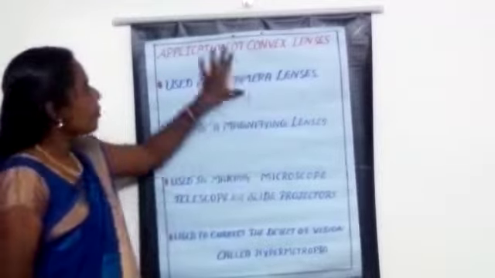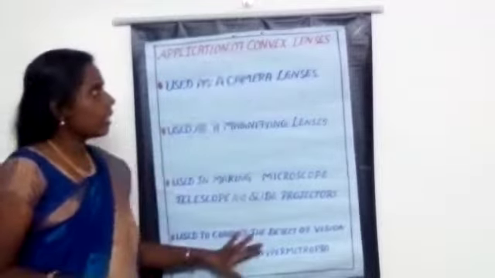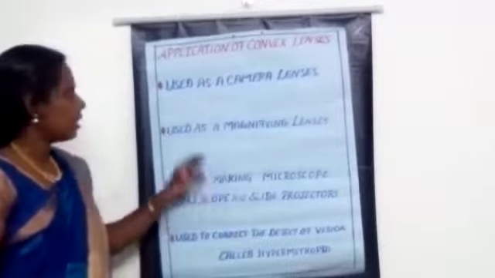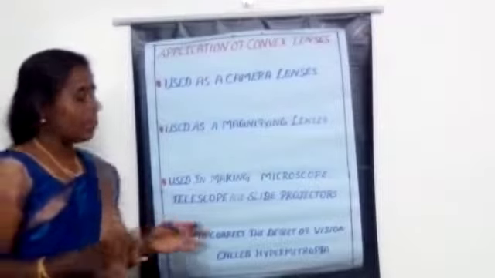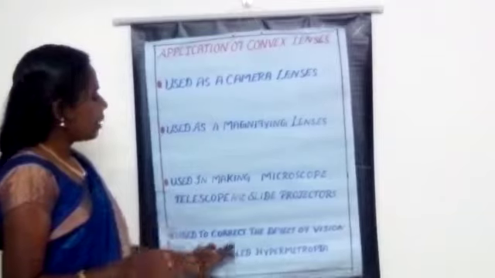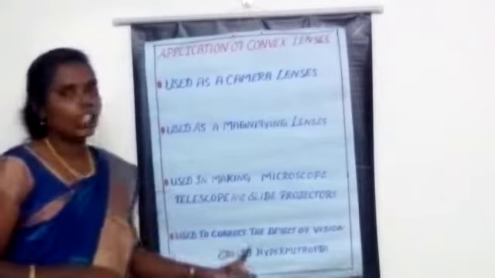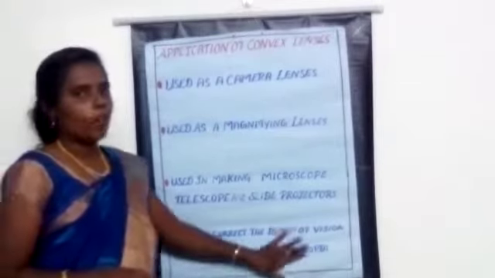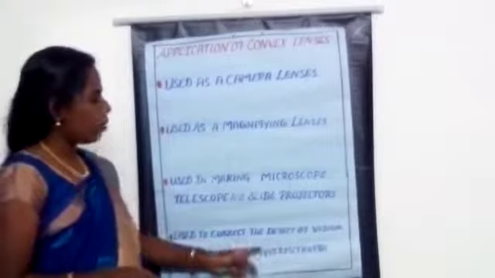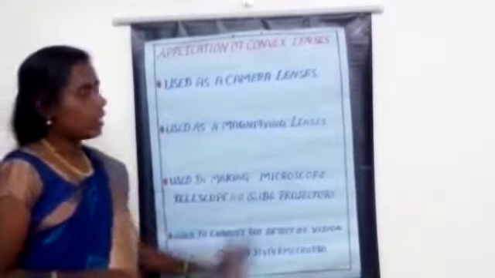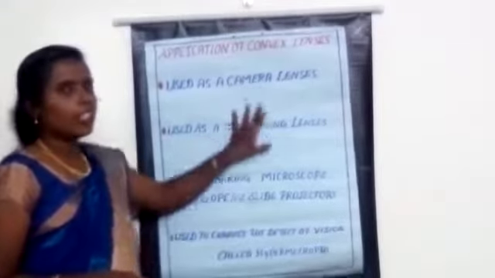So what are the applications of convex lenses? Can you say once again? It is used as camera lenses, and in magnifying lenses. The third one is that it is used to make microscopes, telescopes, and slide projectors. And also it is used to correct the defect of vision called hypermetropia, which is corrected by using convex lenses. These are the applications of convex lenses.